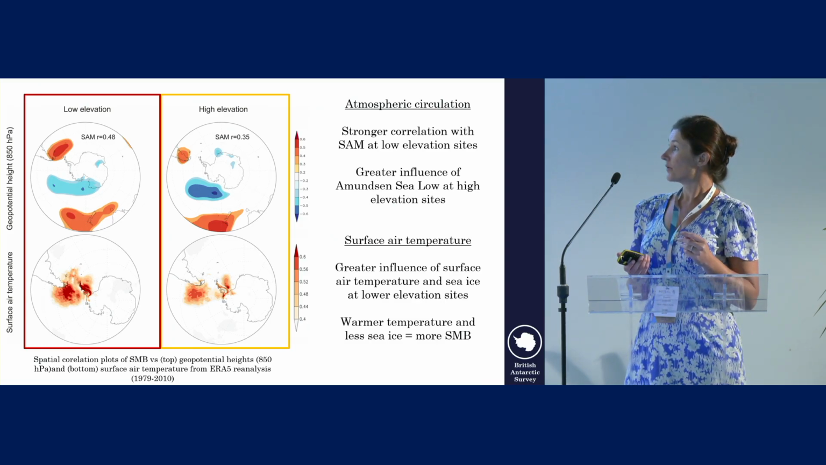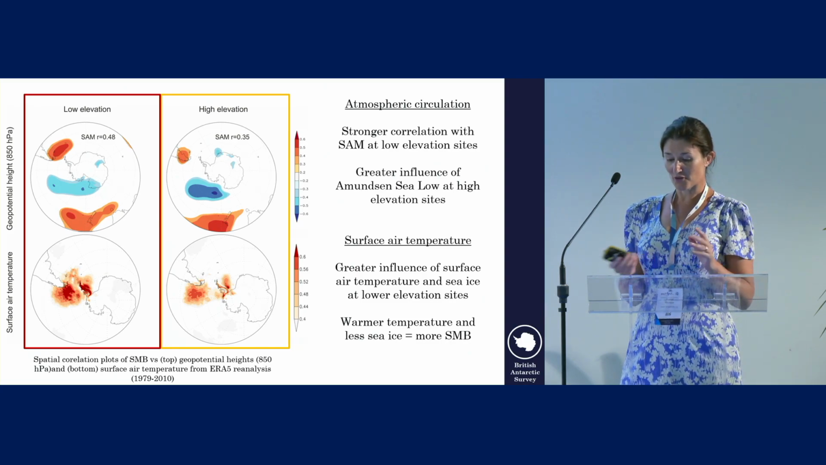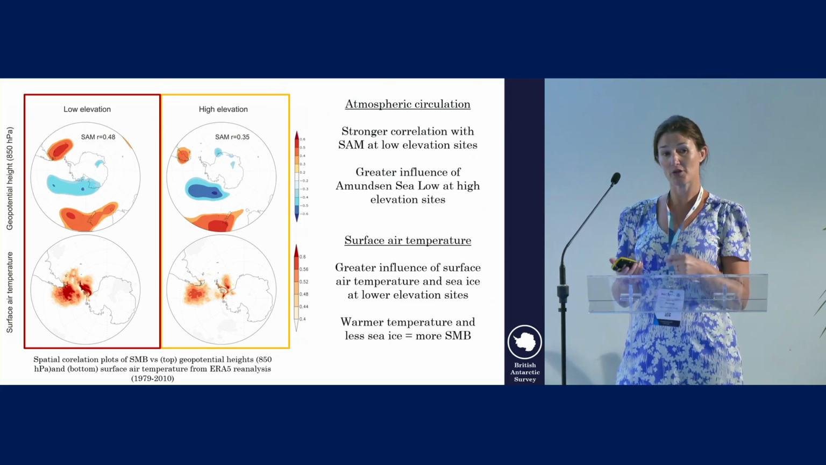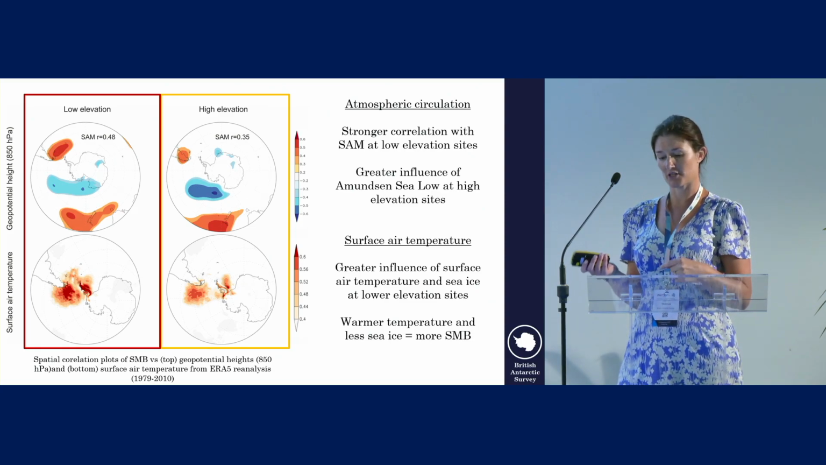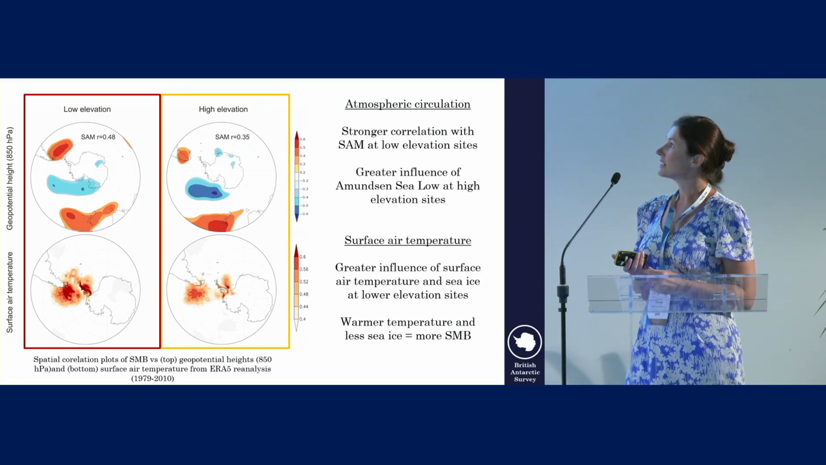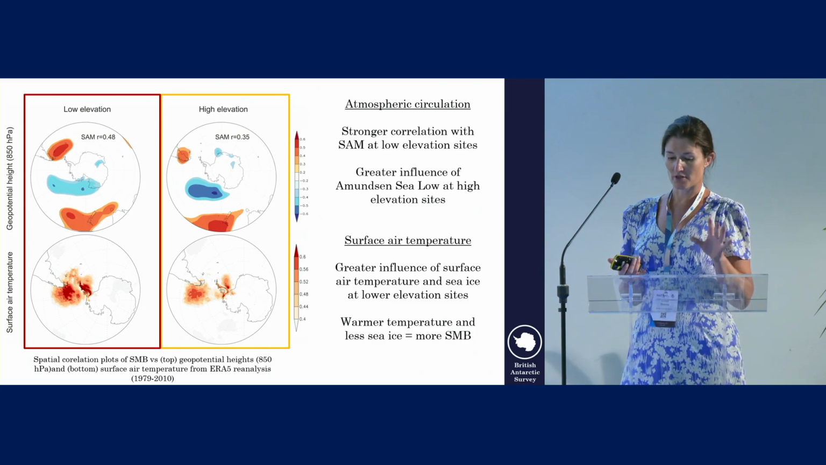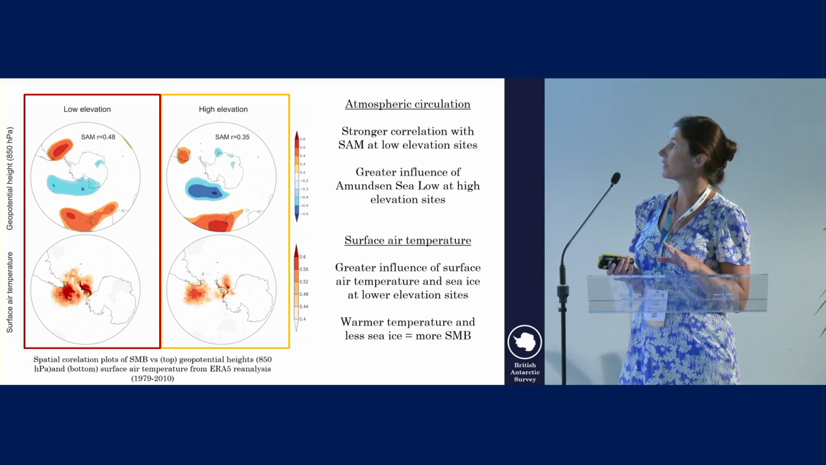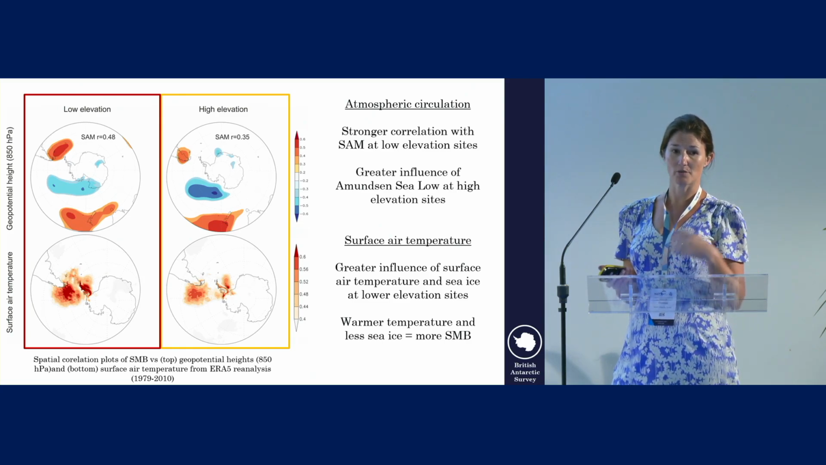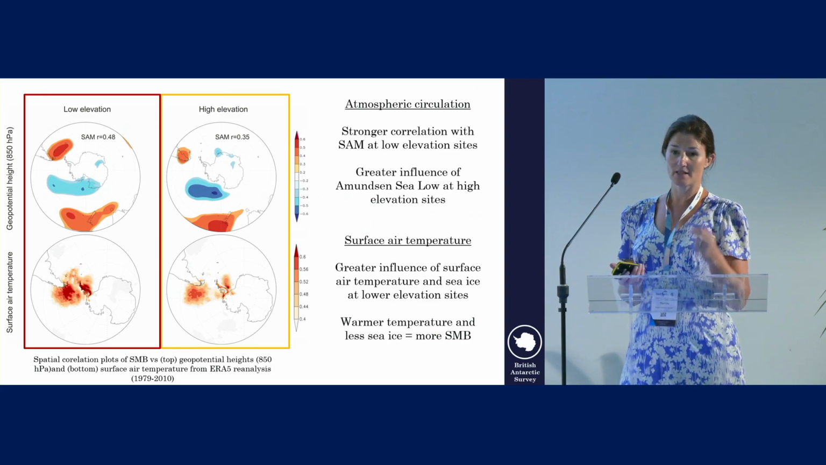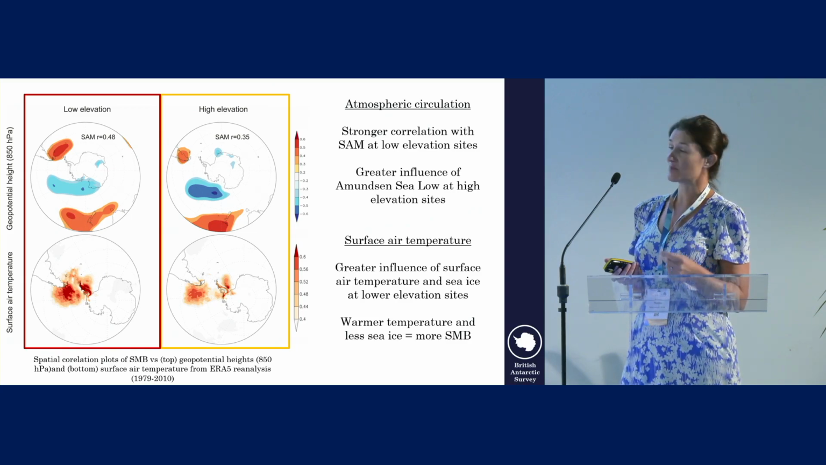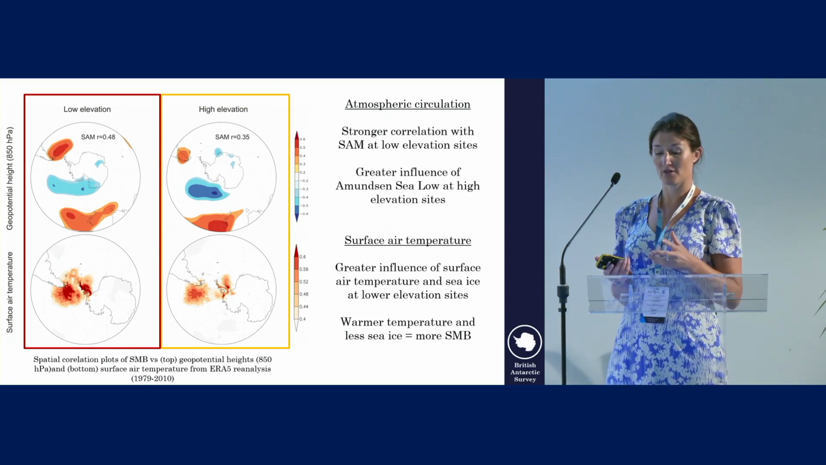It's important that we understand what's driving this, and whether the processes are going to be different at the low and the high elevation sites, because for our future predictions this is going to be really key. Separating again, with the orange and the reds for high and low elevation sites, what it seems to suggest is that things like the Southern Annular Mode, so changes in the westerly winds and atmospheric circulation, have a much stronger influence at the lower elevation sites. But interestingly, the Amundsen Sea Low seems to have a stronger influence on the higher elevation sites.